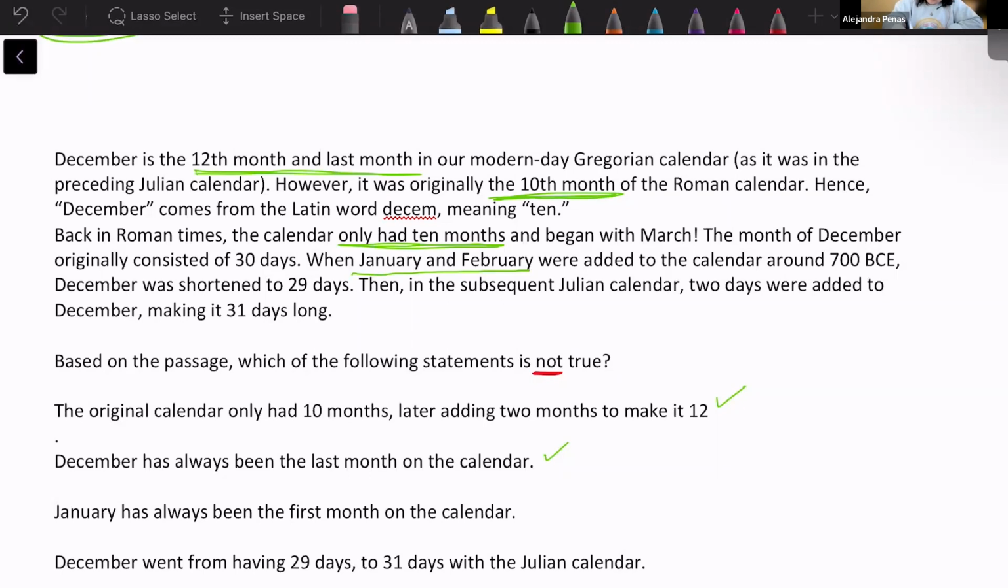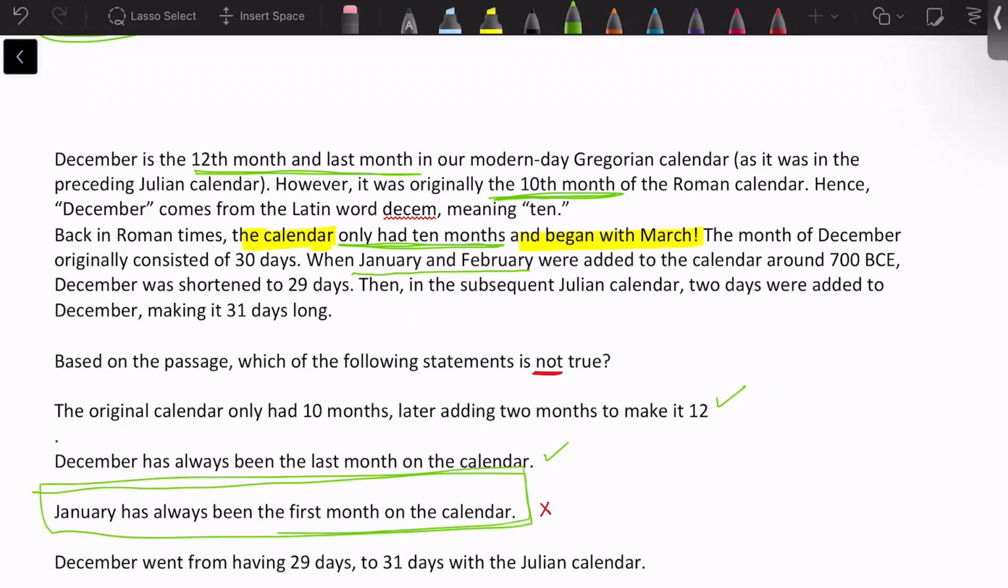Well, they mention here that back then, the calendar began with March, not January. So that one is false. That one is not being supported by our paragraph. So I know that that one is going to be my answer because that's the one that is not true. So this is going to be my answer, the one that is completely contradicting what my paragraph says.